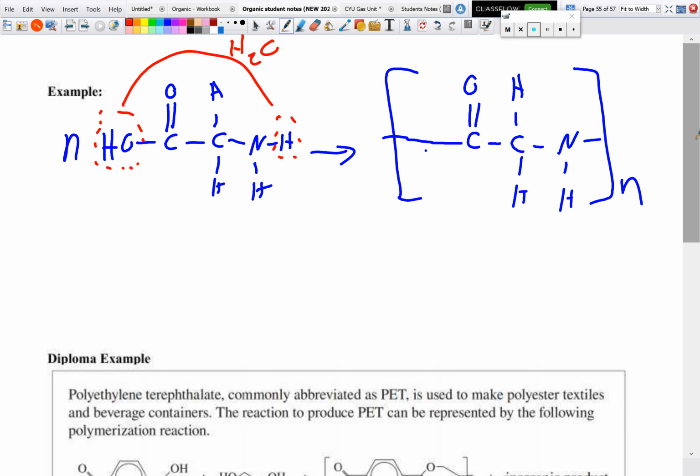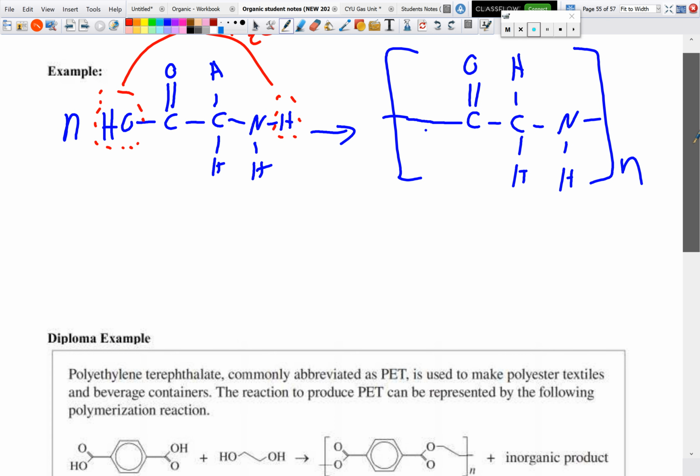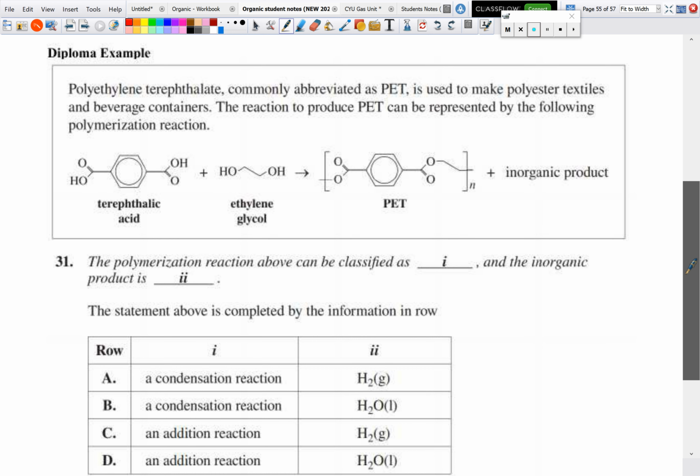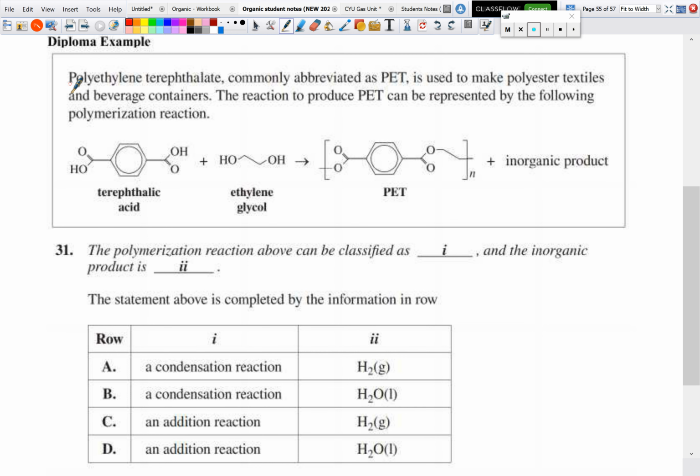Now for the most part, like I said, with a lot of these, it's mostly just picking out what type of linkage it is, or recognizing what type of reaction it is. So whether it's an addition, polymerization, or condensation one. And this is just an old diploma example right here, where you have this particular molecule, polyethylene terephthalate, commonly abbreviated PET, is used to make polyester textiles. Anyway, so we have all that.